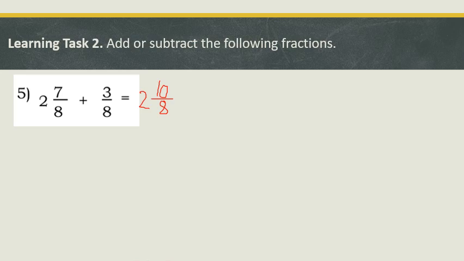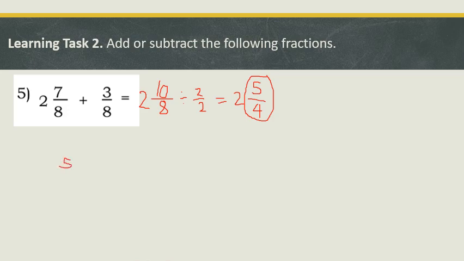Yung 10 at 8 ay may common factor. So, pwede pa siyang i-divide sa 2. So, kailangan kung ano yung nasa taas na dinivide, yun din po sa baba. So, yung whole number, kopyahin lang natin siya. Then, 10 divided by 2 is 5. 8 divided by 2 is 4. So, makikita nyo yung 5/4 ay improper.